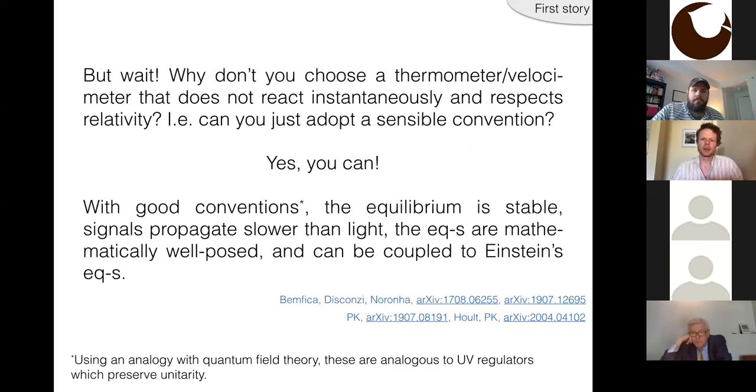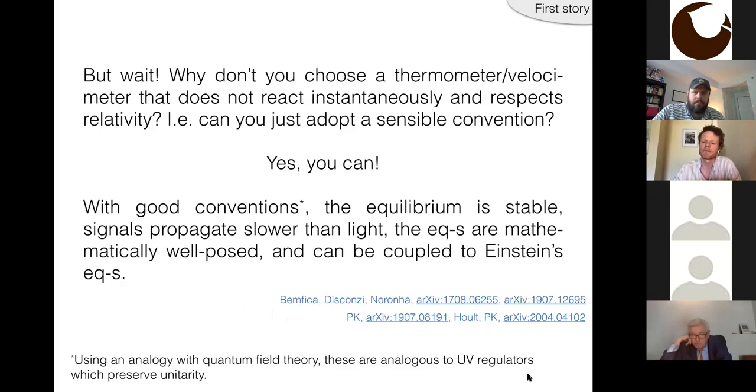So you can say, wait, is it that simple? And it is that simple. Why don't you choose a thermometer or velocimeter that does not react instantaneously and respects relativity? Can you just adopt a sensible convention? And the answer is yes, you can. With good conventions, the equilibrium is stable, signals propagate slower than light, the equations are mathematically well posed, and they can be coupled to Einstein's equations of general relativity. You can look at the details in this paper, and you'll see these developments are relatively new.